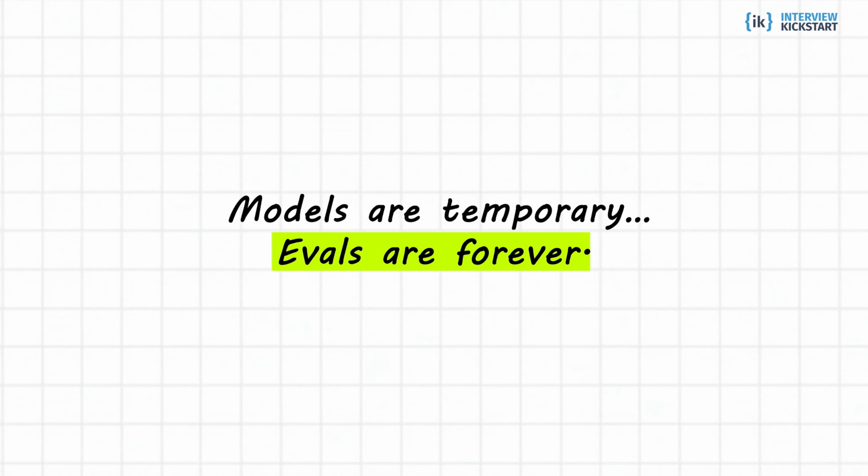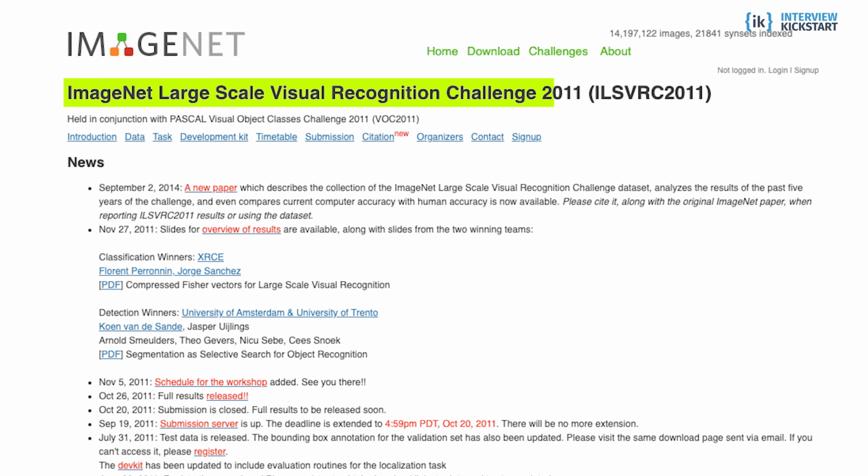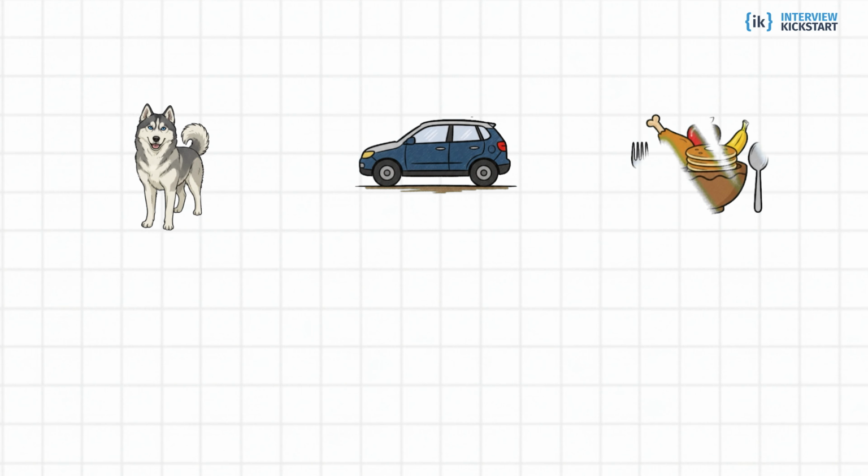Okay, so now let's go back to evals. This is the last thing that we need to cover. You remember at the beginning I said models are temporary and evals are forever? To see why, let's go back to 2011 and the ImageNet challenge. If you don't know what that competition was about, the challenge was for a computer vision model to identify 1,000 classes or categories. Classes or categories would be like Uber categories. So think of animals, vehicles, and foods.